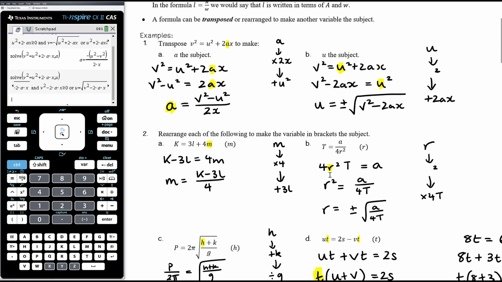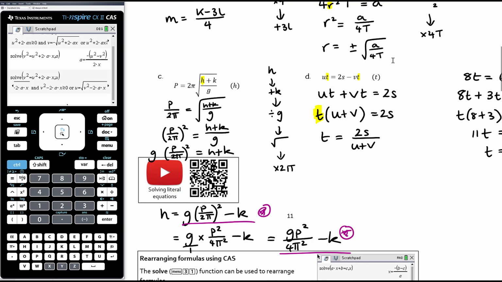So it's the same answer we got. Let's have a quick look at D. Let's just enter that in. So menu 3.1, type in your equation. So U times T, right? You have to explicitly put in the multiplication, equals 2 times S.